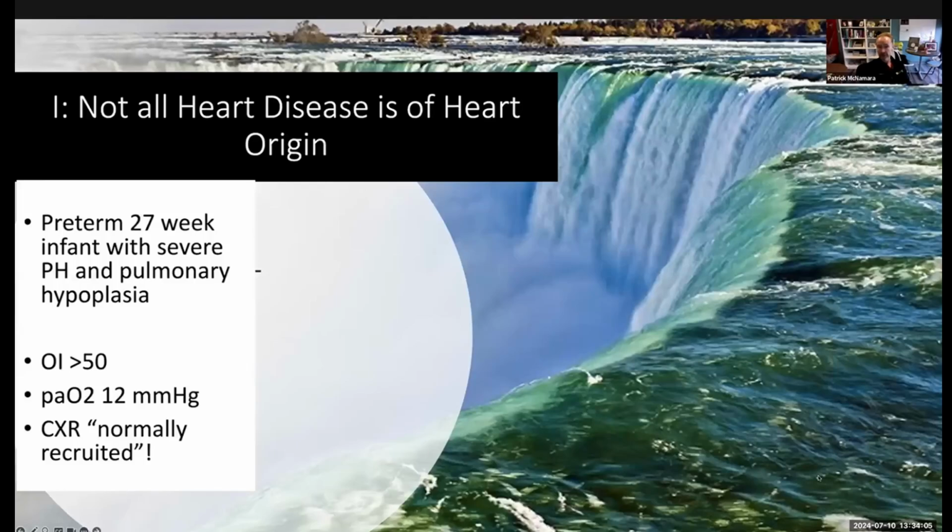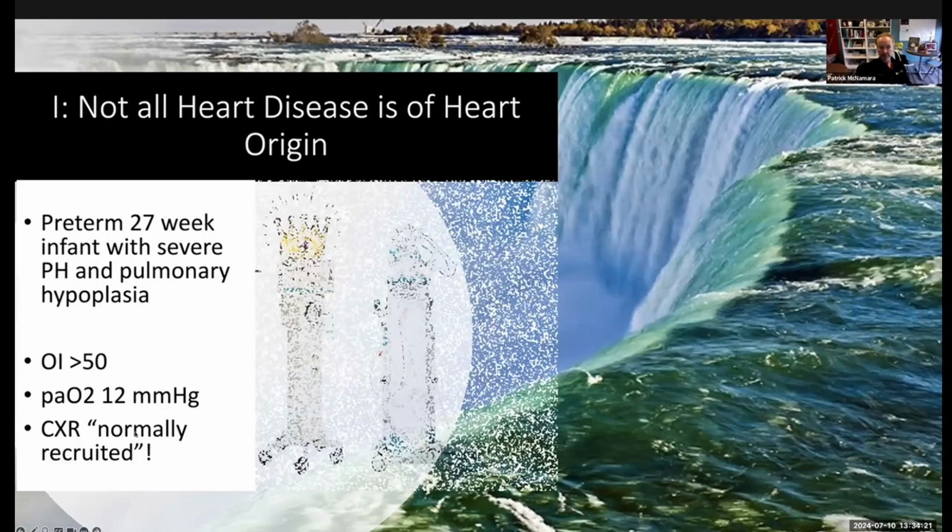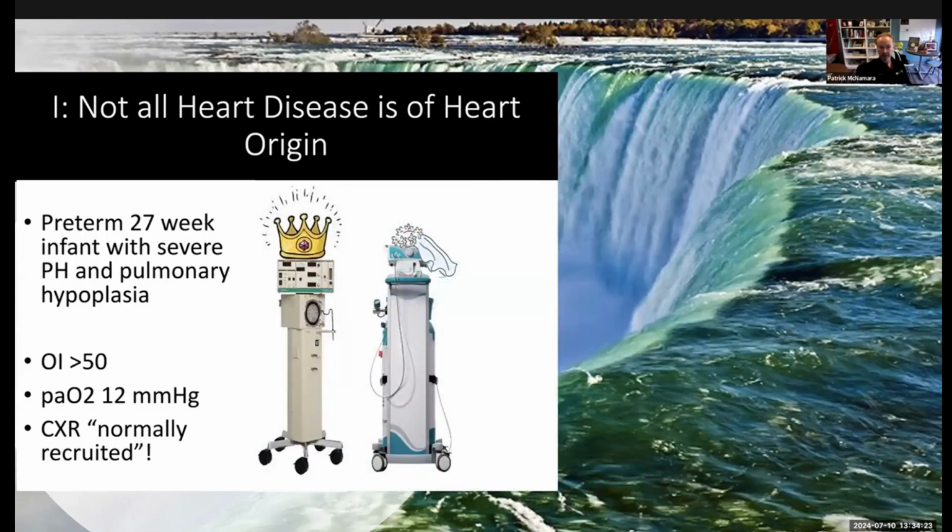I learned this relationship the hard way. The baby that got referred to us when I was in Toronto was a very sick baby, born at 27 weeks, who came to us with severe hypoxemic respiratory failure and had a chest x-ray that was supposedly normally recruited. The PO2 was 12. Nitric oxide and the oscillator were wheeled in like husband and wife.